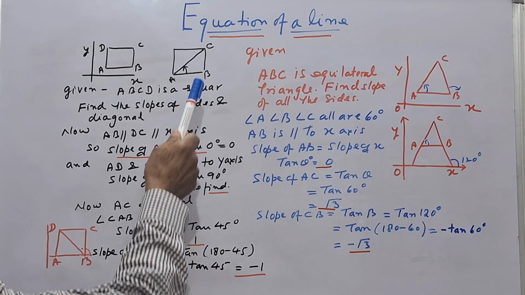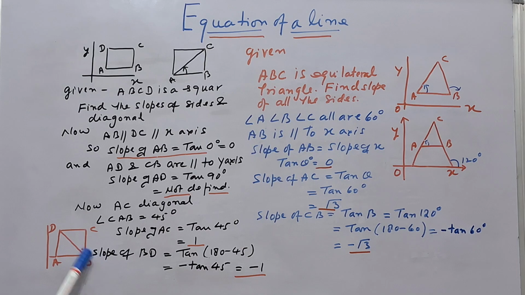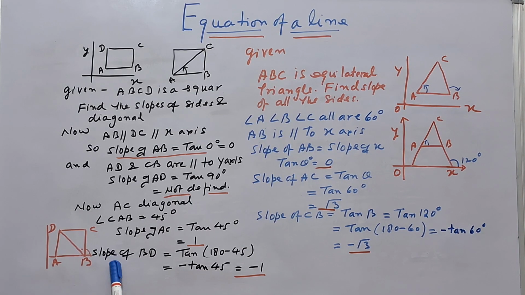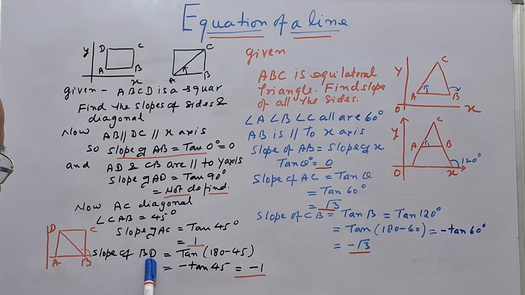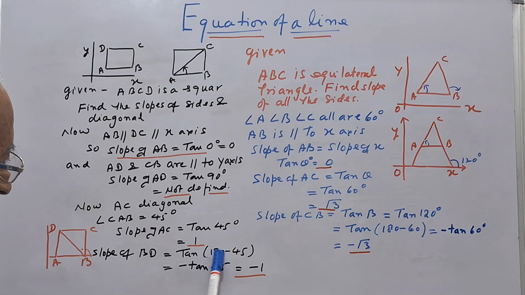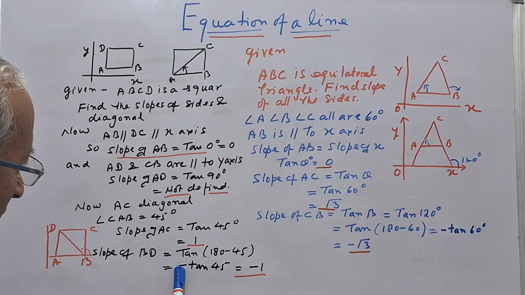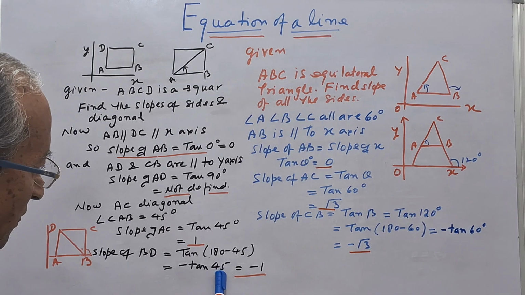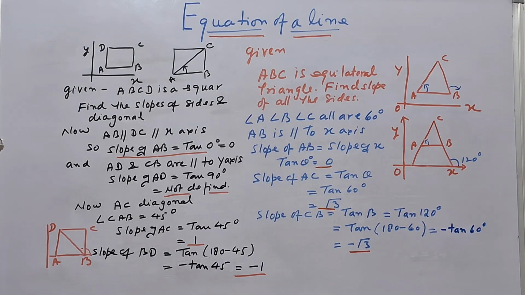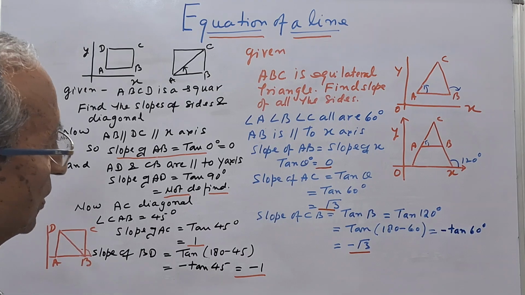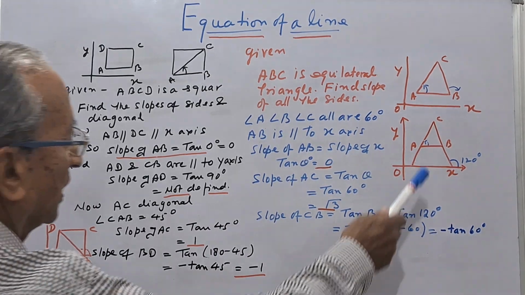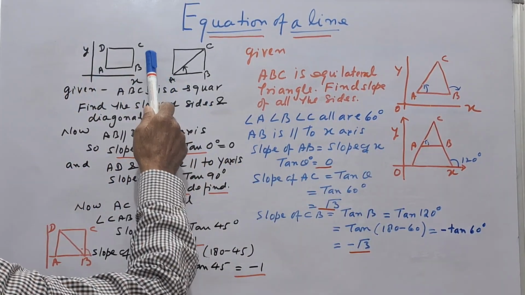Now we take the other diagonal BD. The slope of BD will be tan of 180 minus 45, that is minus tan 45, equal to minus 1. So in this way, we can find out the slopes of the equilateral triangle and the square.